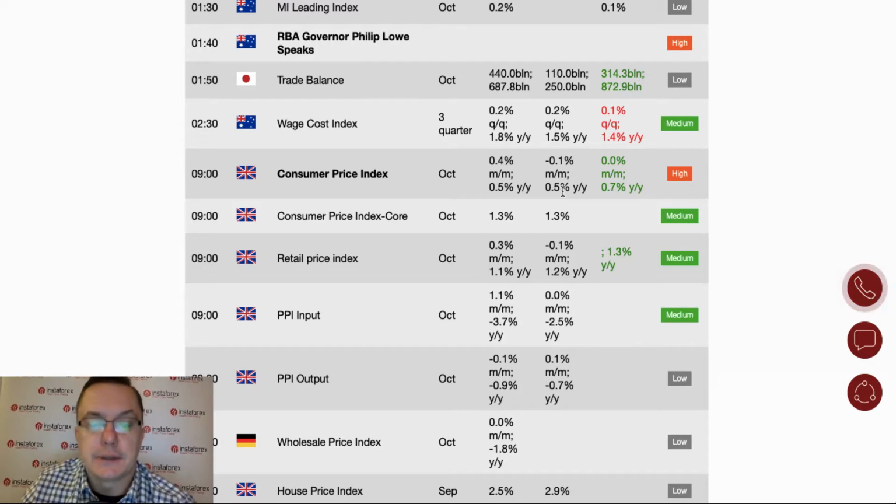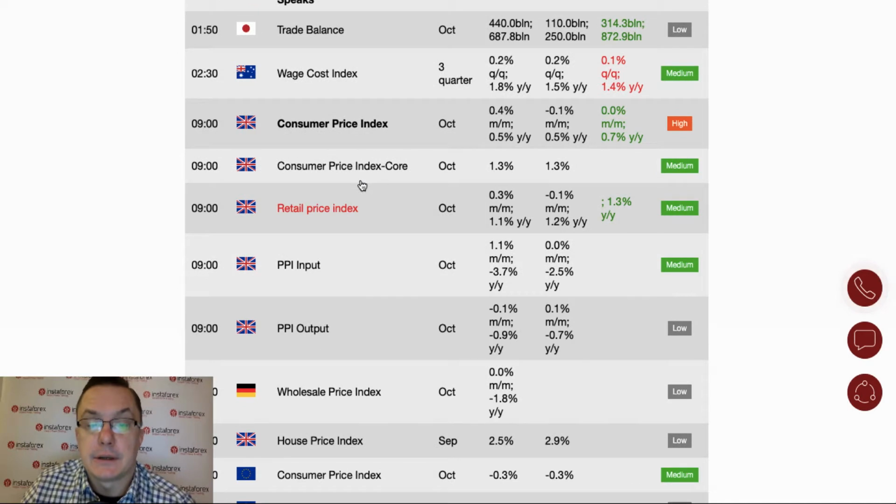The other data for today are the consumer price index from United Kingdom. As you can see, it was better than expected because it was 0%, and there was a forecast of minus 0.1% after the previous reading of 0.4%. So I think the British pound is the next currency that we will take a look at just later on.